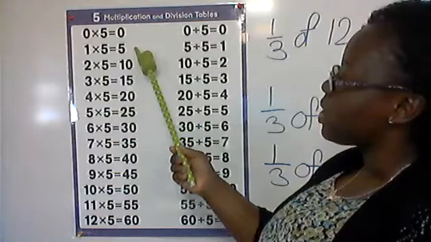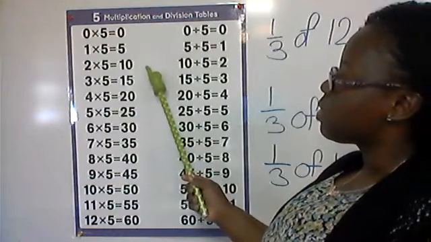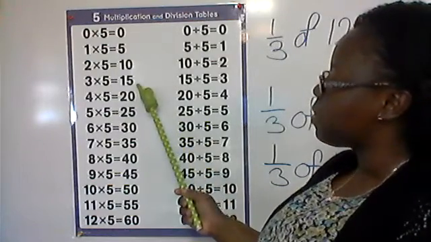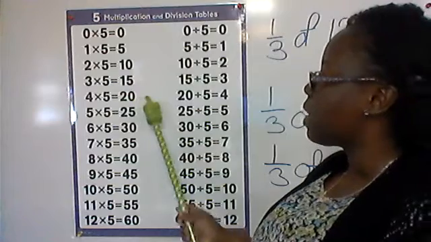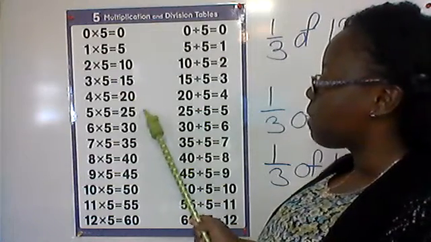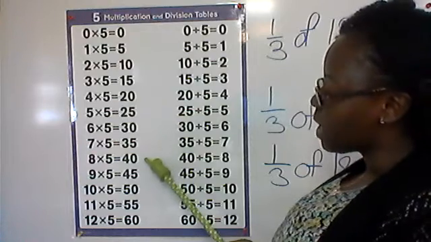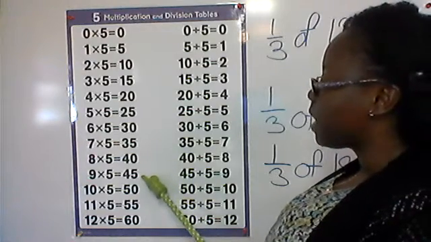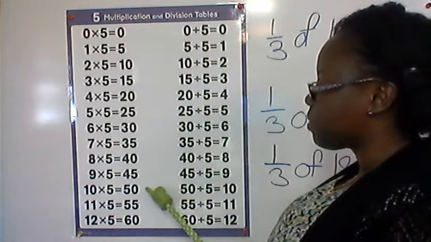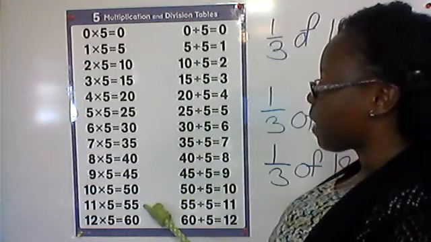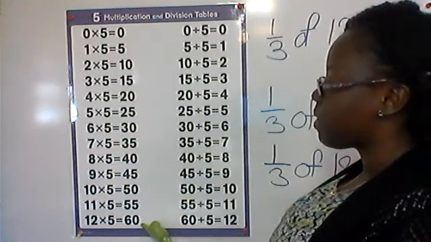1 times 5 equals 5. 2 times 5 equals 10. 3 times 5 equals 15. 4 times 5 equals 20. 5 times 5 equals 25. 6 times 5 equals 30. 7 times 5 equals 35. 8 times 5 equals 40. 9 times 5 equals 45. 10 times 5 equals 50. 11 times 5 equals 55. 12 times 5 equals 60.